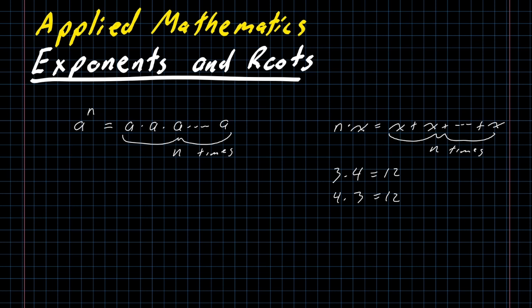Let's look at some relatively simple numbers. 3 squared, by definition, is 3 times 3, which comes out as 9. 2 to the third power is 2 times 2 times 2. 2 times 2 is 4. 4 times 2 is 8. So 3 to the second power and 2 to the third power are not the same value. You have to pay attention to which one is the base and which one is the exponent.